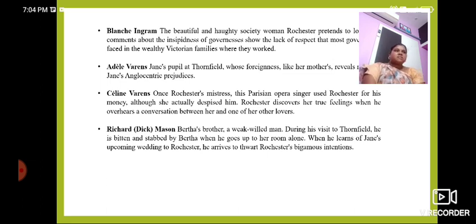Next character is Richard Mason. He is Bertha's brother, a weak-willed man. During his visit to Thornfield, he is beaten and stabbed by Bertha when he goes up to her room alone.